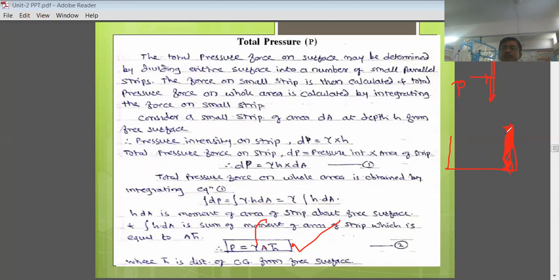The surface is submerged in water, and the CG, the center of gravity of that surface, its position is nothing but h bar. From the free liquid surface, at which depth that CG is acting, that is called h bar. So this is the equation we have derived here: P is equal to gamma A h bar. This is the first part, the derivation for the total pressure.